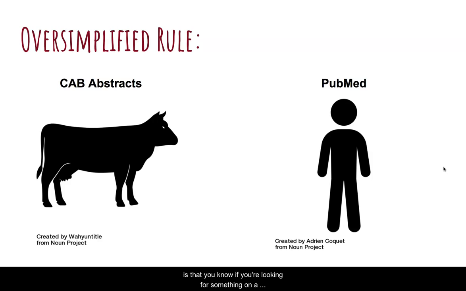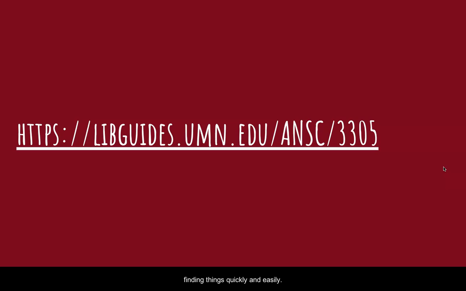My oversimplified rule for this course is that, if you're looking for something on a topic that has to do with animals, I use the database CAB Abstracts. If you're looking for something that has to do with human health and reproduction, I look in PubMed. And generally, those will be safe bets for you on finding things quickly and easily.